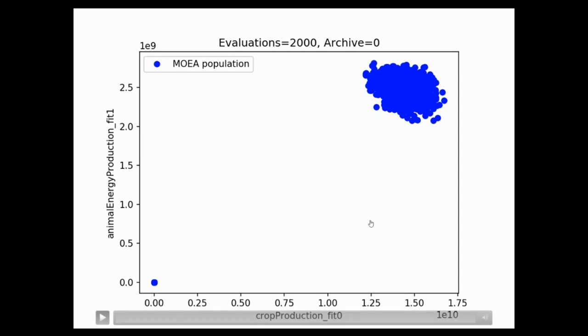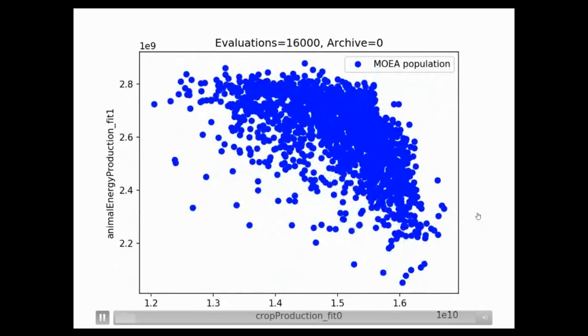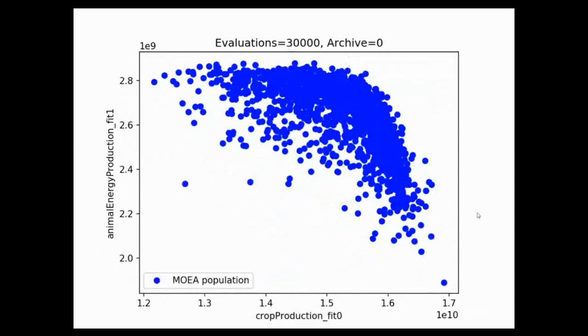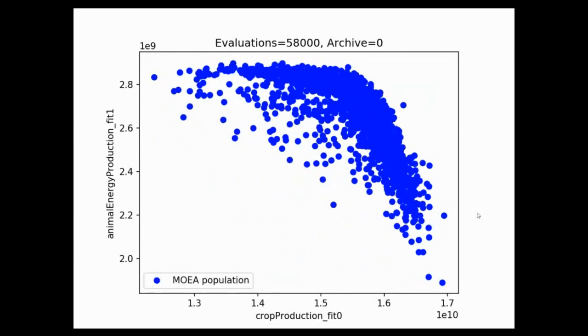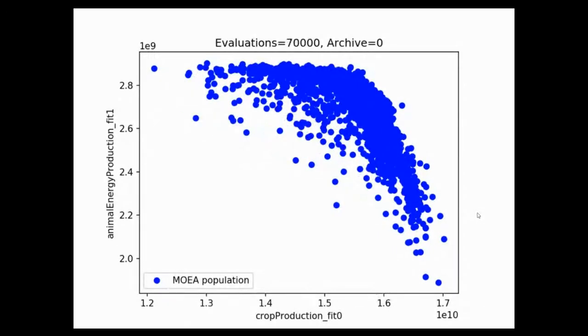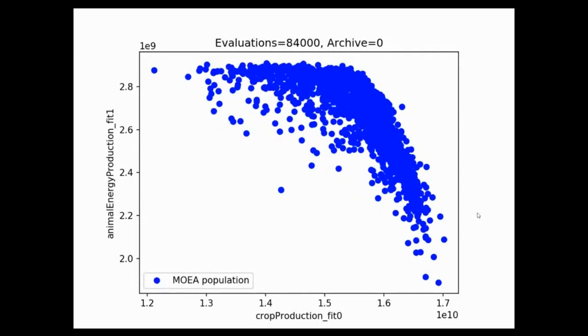And also, it's a maximization problem. You want to maximize, in this case, on the y-axis, you have the animal energy production. On the x-axis, you have the crop production. And this is the initial population, this blue cloud on the right. But you will see that it's slowly pushing forward, upwards and upwards, and it's trying to find a good Pareto front where there are points that are not dominated by other stuff.